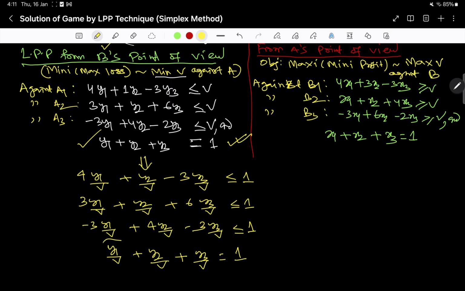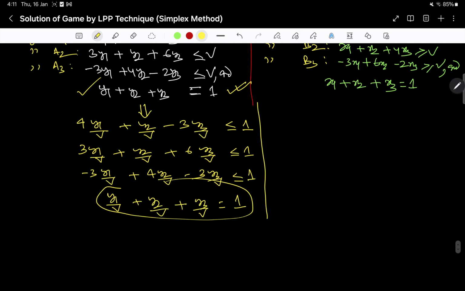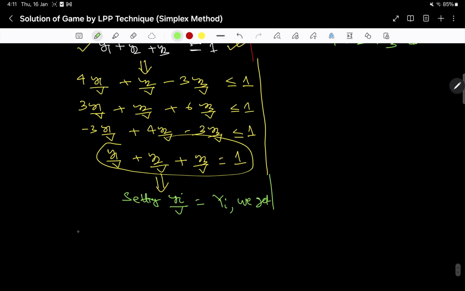So this is actually the objective function, right? Now we set small yi by V as capital Yi. We get 4y1, and now this is the objective function here. This 1 by V is here, 1 by V is here.